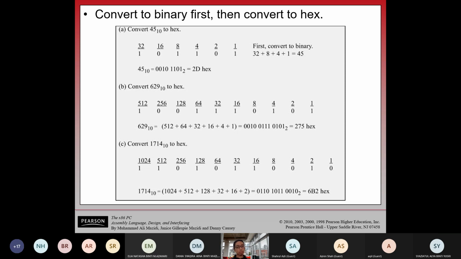From that base 2 number, you need to convert to hex. So that's the way you do that. I hope you are clear with that. Any questions? If no questions, I think I should stop here for today.